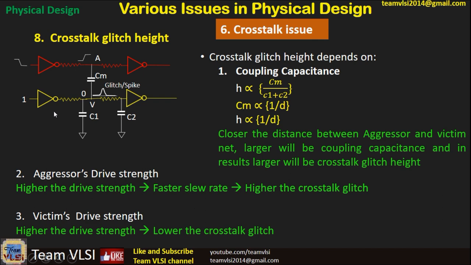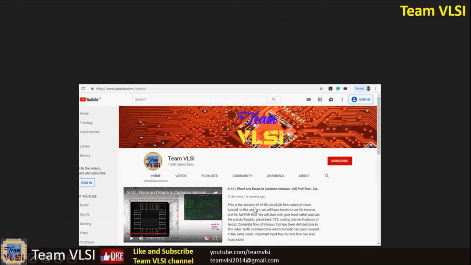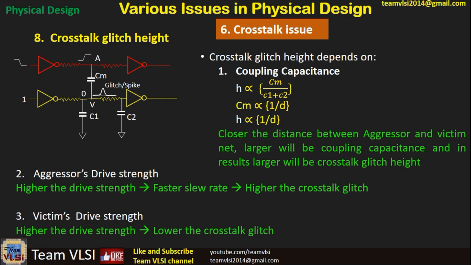I am keeping this explanation very brief, as we have to explain many things, and this session is going to be too long. So I am trying to explain it in an appropriate way, not going into too much detail. We have discussed the crosstalk glitch heights and two cases of how the glitch occurs.